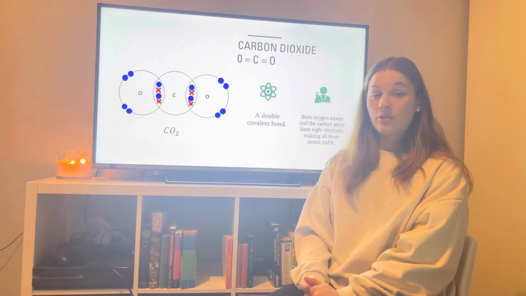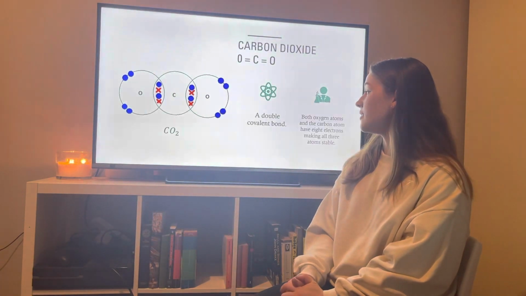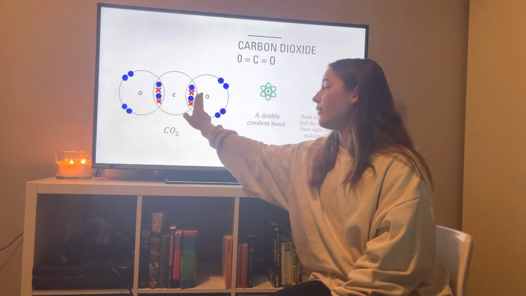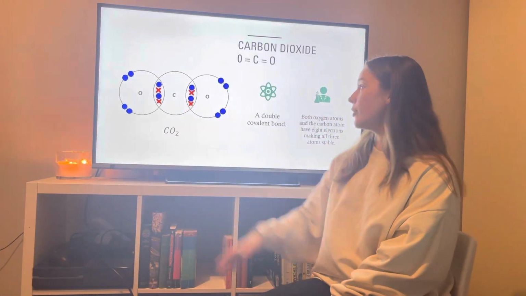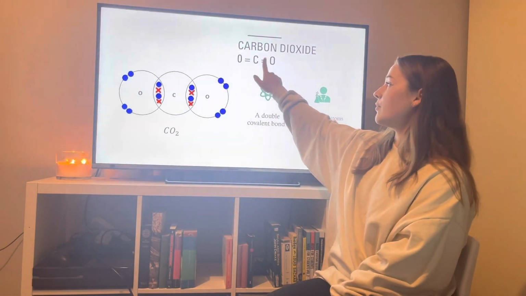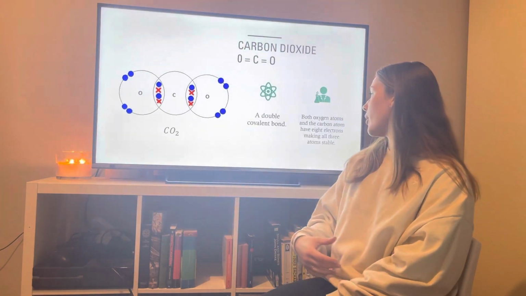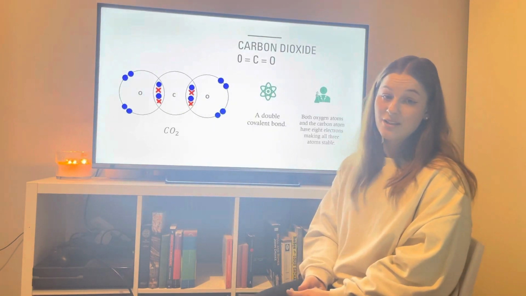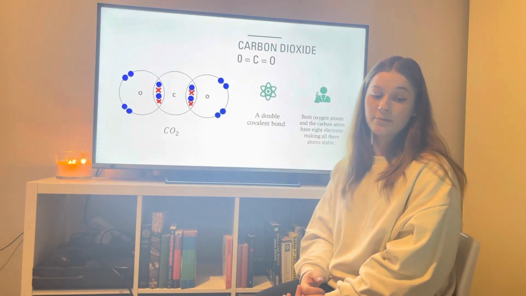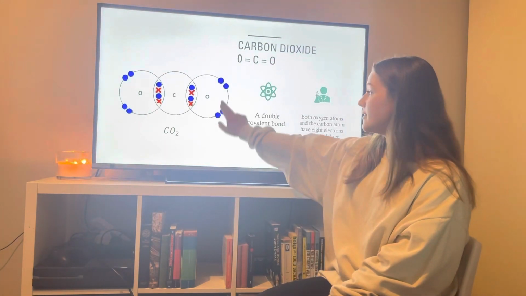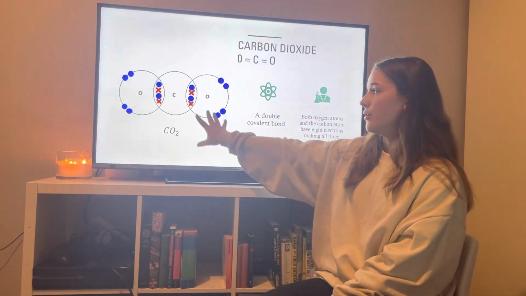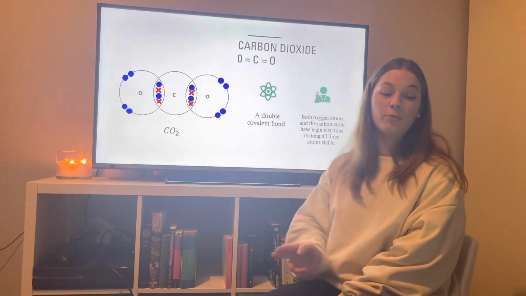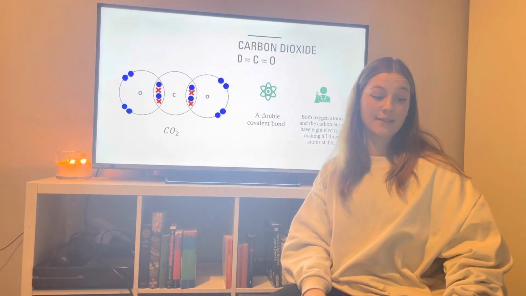Here we have carbon dioxide. This is a double covalent bond, there's a double covalent bond between each of them. So there are two double covalent bonds. As shown here, this is the symbol for a double covalent bond. Both oxygen atoms and the carbon atom now have 8 electrons each, making it stable, whereas before oxygen only had 6 electrons in its outer shell and carbon only had 4 in its outer shell. These pairs of electrons that are non-bonded are called lone pairs.